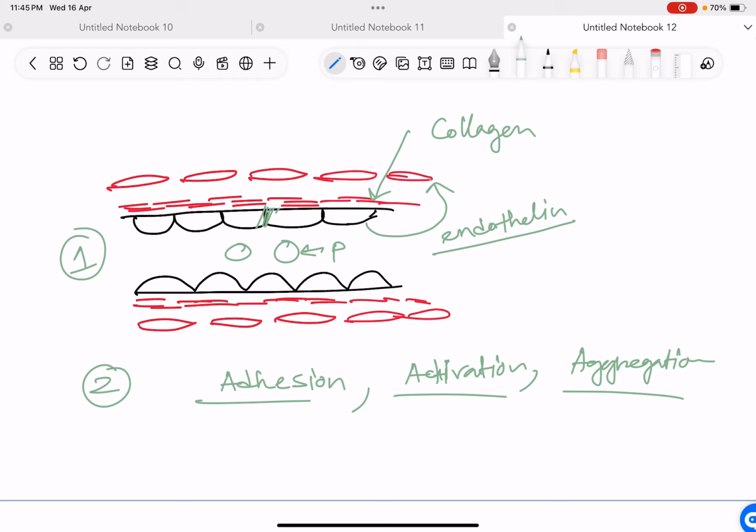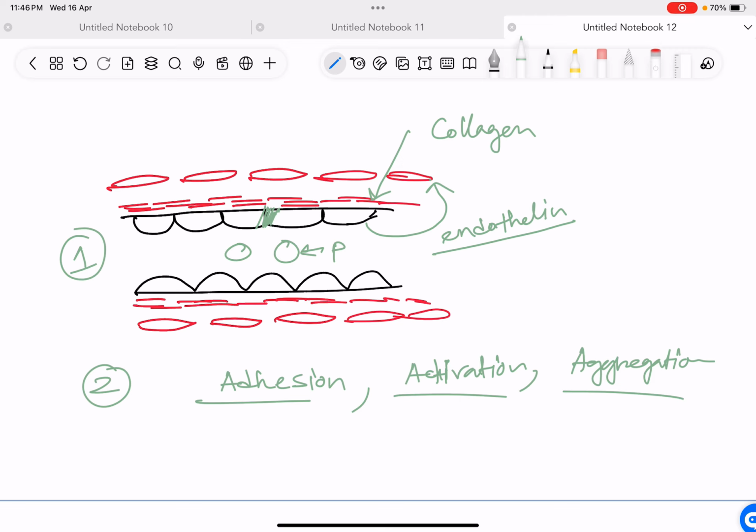Suppose some place is damaged. So what will happen? This underlying collagen will get exposed to the platelets, and as a result, the platelet will adhere. So the first step is adhere. The platelets will adhere to this exposed collagen, and there are certain factors which help in the binding.